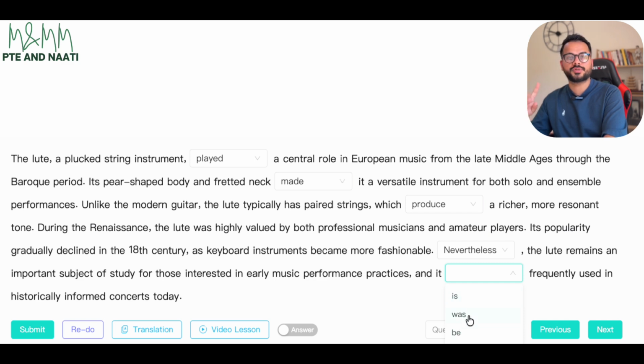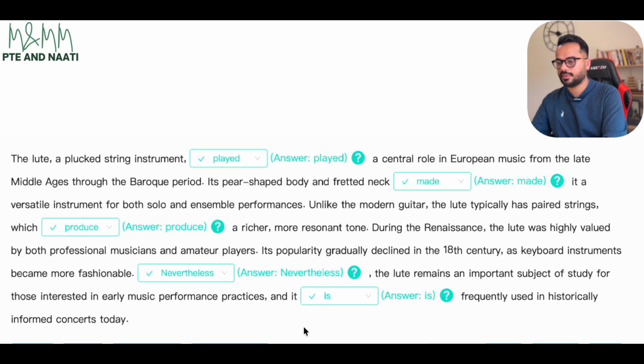Then we have got was, which is in the past. Be and been would be something when we use a third form. Is going to be my right answer. It is frequently used in historically informed concerts today. And if I check my answers, these are going to be my correct answers.